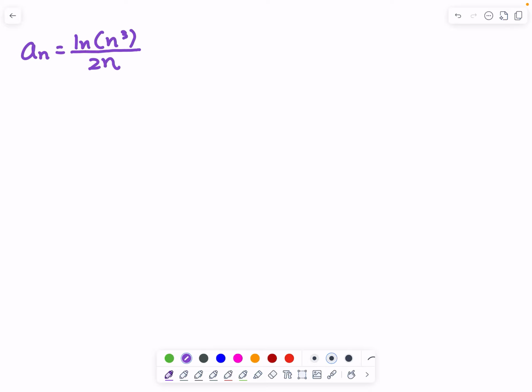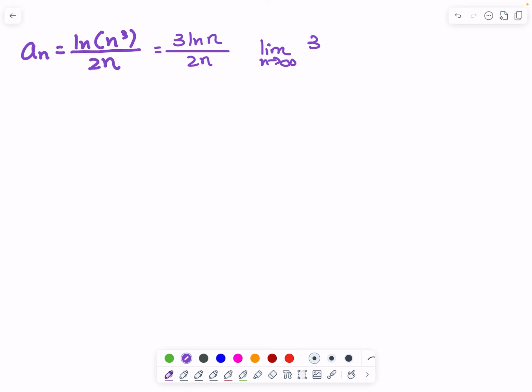Here is a sequence. Does it converge or diverge? Let's find out. On the top, I have ln n to the third power. On the bottom, I have 2n. Based on the power rule of ln, I can bring that 3 to the front. So 3 ln n, divided by 2n. And then I will take the limit as n approaches infinity.